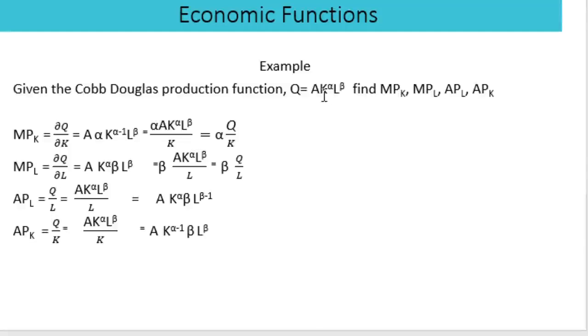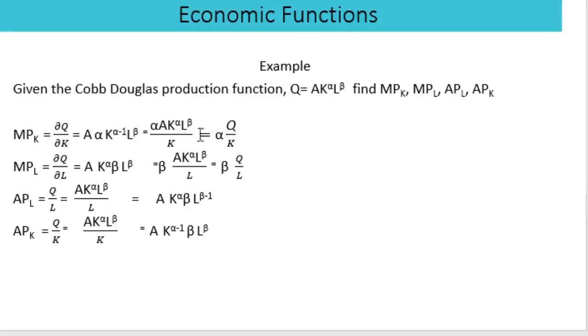A, then differentiate K raised to alpha. The differential of K raised to alpha is alpha K raised to alpha minus 1. L is constant, it is a product term, so keep it as constant. Likewise L raised to beta, that is alpha into A K raised to alpha L raised to beta by K raised to 1. This K raised to alpha minus 1 can be split into two, K raised to alpha into K raised to minus 1, then K raised to minus 1 is taken to the denominator, so it will be equal to K raised to 1.